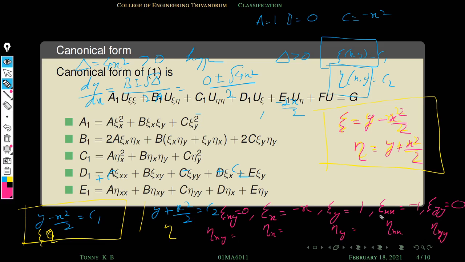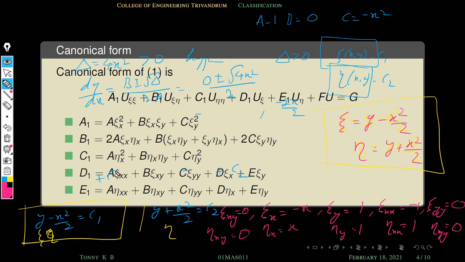What about eta x? Eta x is x. Eta y is 1. Eta xx is 1 again. Eta yy becomes 0. And what about eta xy? That also is 0. By plugging all these values into a1, b1, c1, d1, e1, you can find all these values because we know what a, b, c, d are.